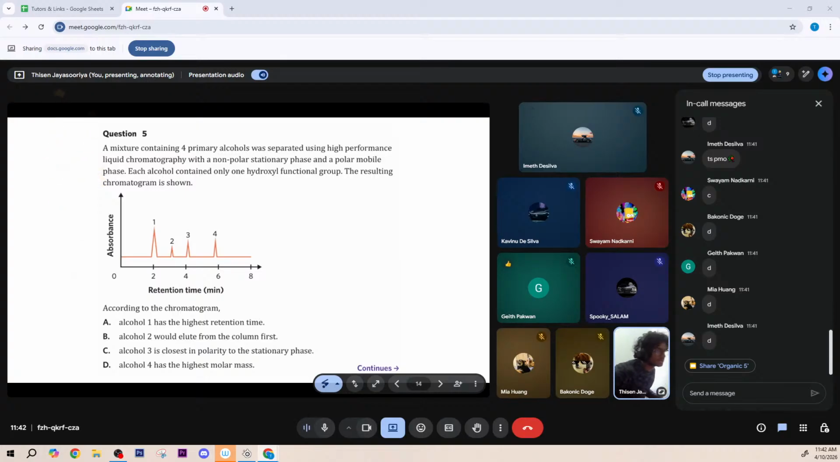So here, a mixture containing four primary alcohols was separated using high-performance liquid chromatography with a non-polar stationary phase and a polar mobile phase. Each alcohol contains only one hydroxyl group. The following chromatogram is shown. According to the chromatogram, alcohol 1 has the highest retention time. Alcohol 2 would elute from the column first. Alcohol 3 is closest in polarity to the stationary phase. Alcohol 4 has the highest molar mass. So what do you guys think it is? A, B, C, or D?